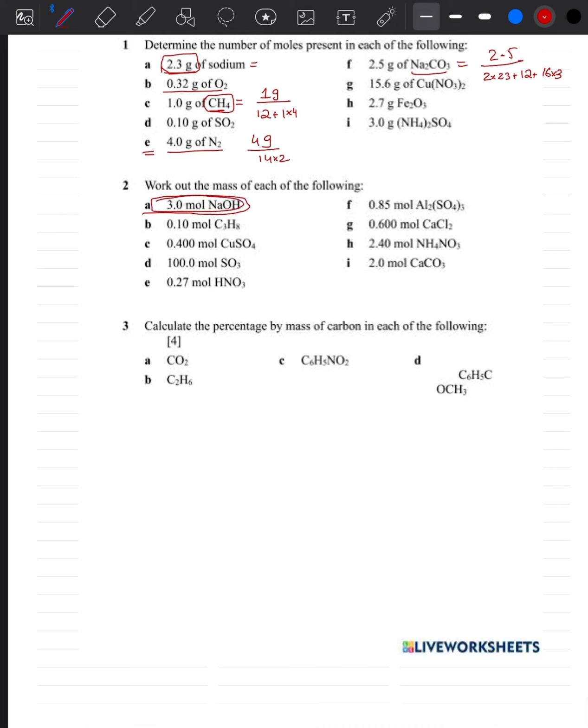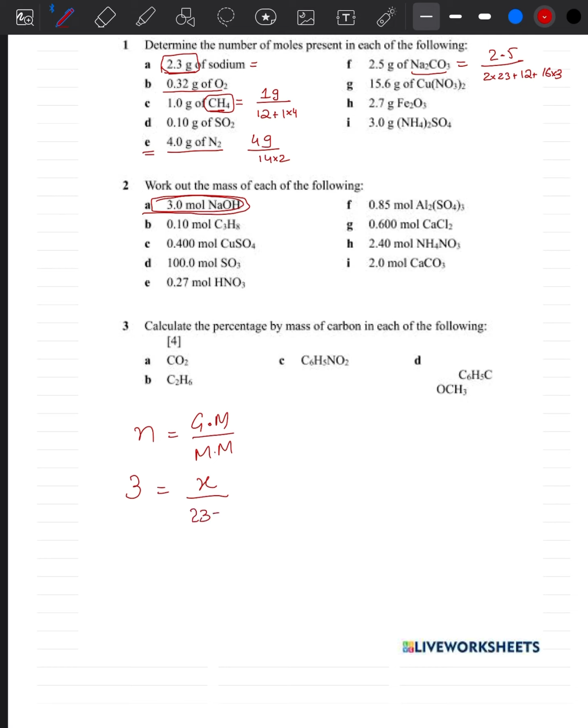And in question number 2a part, we are given the number of moles and we have to find out the mass. We know that number of moles is equal to given mass over molar mass. Gm represents the given mass and Mm is the molar mass. So now n is given. We have to find the given mass. The molar mass of NaOH is found by adding the mass of all the atoms present in NaOH.